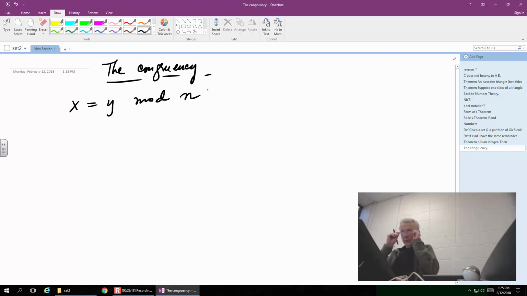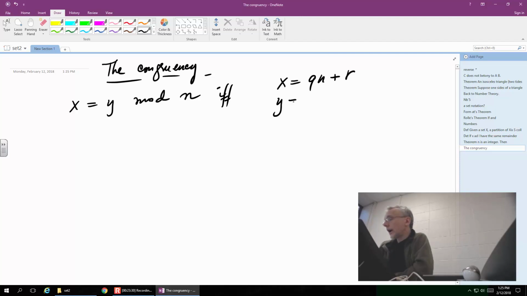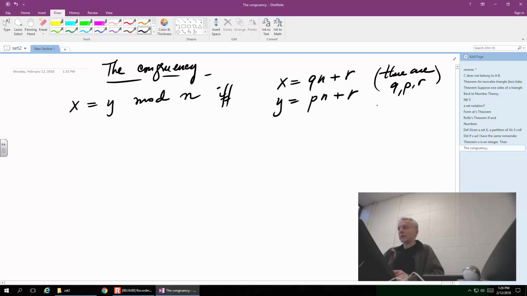We could use the language of remainder, but just in case, let me write it out in the algebraic form. So x is equal to qn plus r, y is equal to, say, pn plus r. That's what it means. So as you can see, r is the remainder for both of the numbers, x and y, and it is the same. If you don't know, you don't even have to use the word remainder. You just look that these representations are possible mod n. So there are these numbers q, p, and r such that this is satisfied.